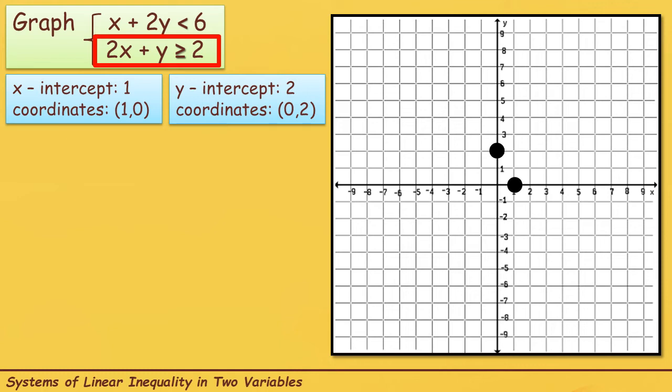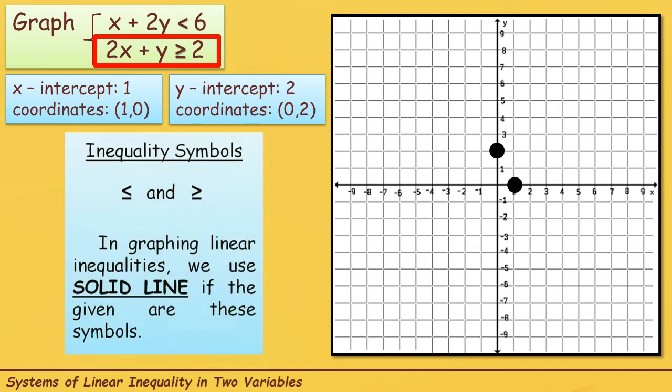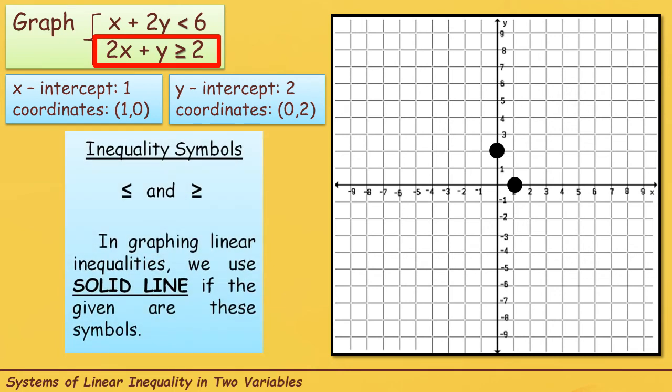Iko-connect natin yan at yun ang ating magiging boundary line. Ang boundary line ay nakadepende sa symbol na ginamit natin. So sa linear inequality number 2 natin, ang ginamit natin is greater than or equal to. In graphing linear inequalities using less than or equal to, o kaya naman greater than or equal to, we use a solid line. So we will connect them using a solid line.